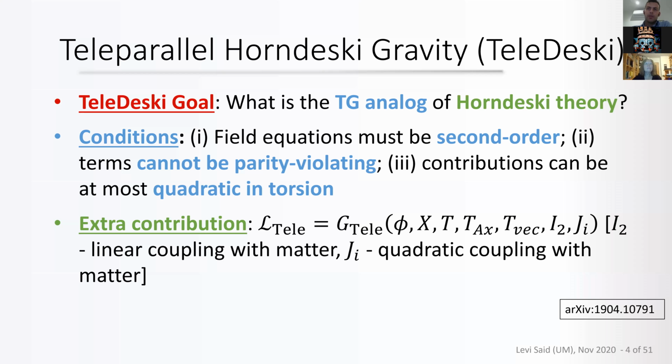In this, we get phi and X, the kinetic term of the scalar field. But now we get three terms related with the torsion tensor. But very importantly, we get the so-called I2 and J1, which are new terms with an important relation, which are important scalars because they are more matter coupling scalars coming into our theory. Like this, we expand the breadth of our Horndeski theory, or what we can call TeleDeski.